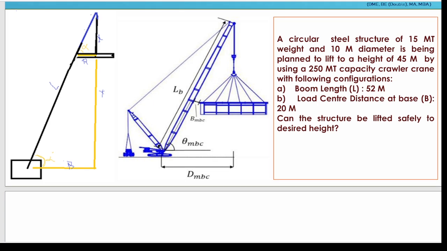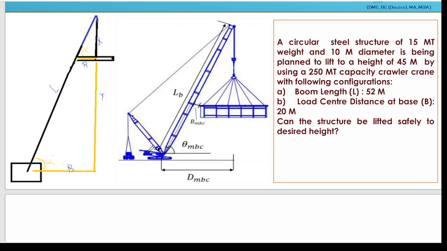So, what is given here first of all? Here is the boom. Boom length is given 52 meter. Dimension of the load is 10 meter, so half of this, the radius, will be 5 meter. And the base distance from the center to this load center distance is given 20 meter. So this is 20 meter.